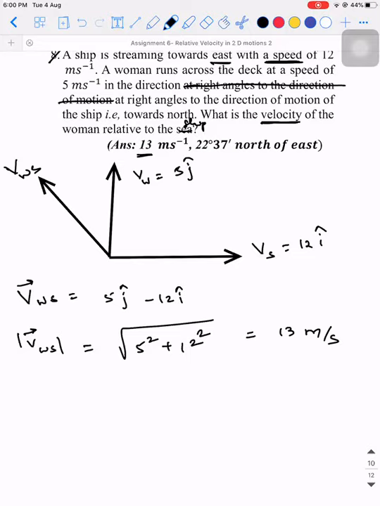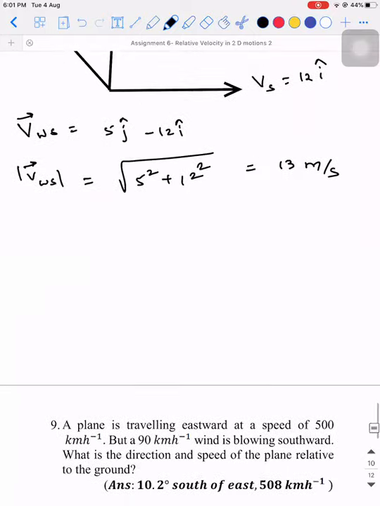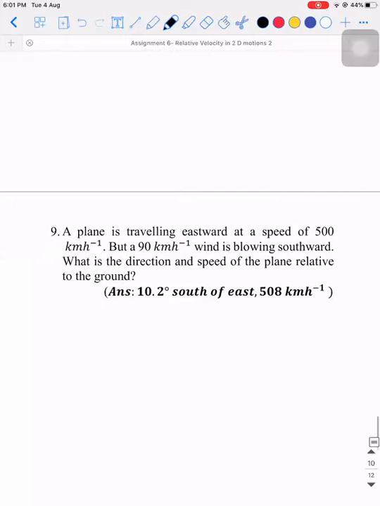Direction, I hope you can find it. Tan theta is equal to 5 by 12. 5 by 12 is that value, 22 degrees, 37 minutes. Is that clear? Yes, sir. So we'll stop with this.